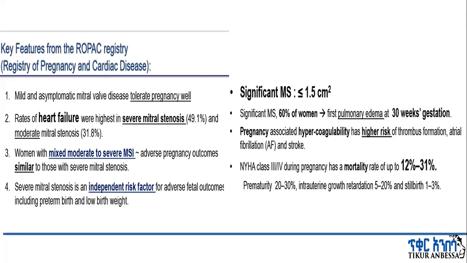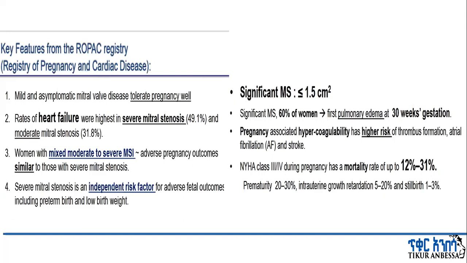And 60% of the women will develop their first pulmonary edema at 30 weeks of pregnancy. So whenever we have pregnant mitral stenosis patients, we need to look at between 28 and 32 weeks, at labor and at delivery. These are the critical periods for MS patients. And as you all know, because of a 50% increase in coagulation factors and an increase in platelet adhesiveness, pregnancy is associated with hypercoagulability. So in those patients with atrial fibrillation, we need to anticoagulate as well, as the risk of thromboembolism is very high.